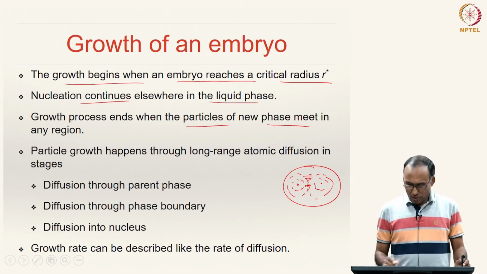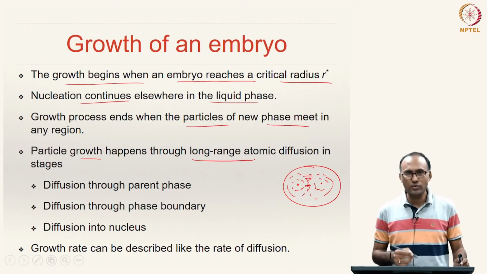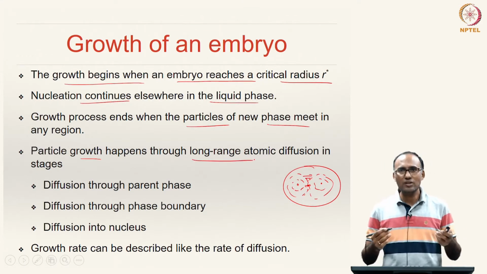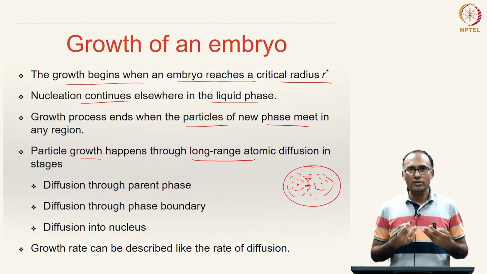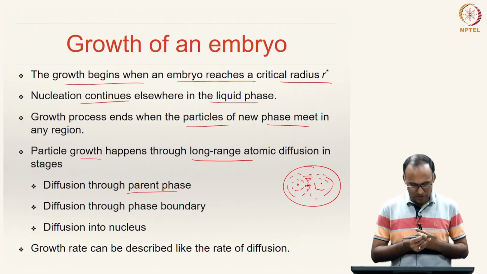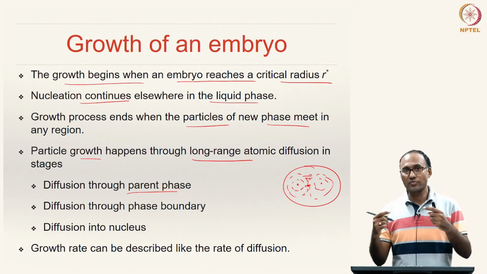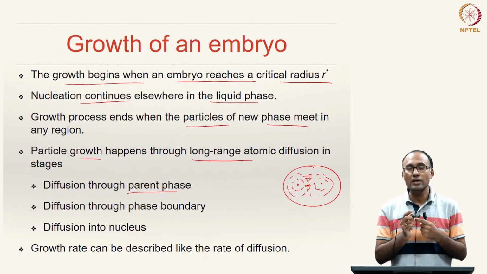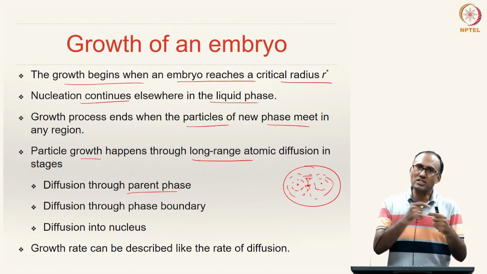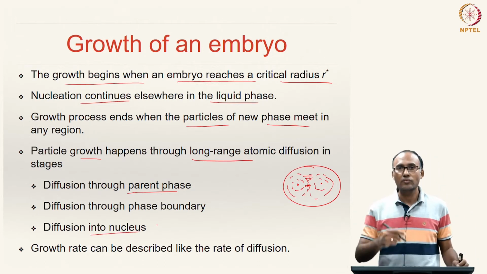As we can see, particle growth happens through long range atomic diffusion in different stages. So, what are these long range atomic diffusions? You can have diffusion through the parent phase, for instance the liquid phase, and diffusion through the phase boundary from the liquid phase to the solid phase. It has to cross the phase boundary, and within the solid phase again there has to be some diffusion, so diffusion into the nucleus from there.